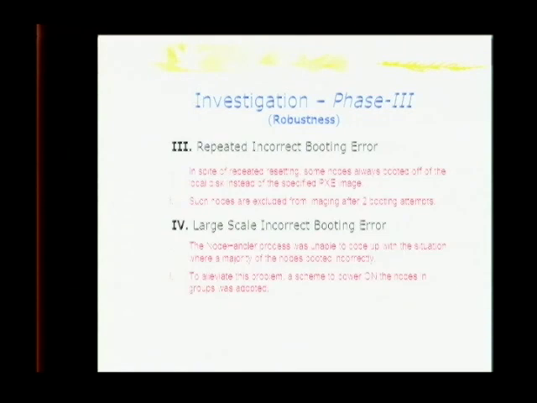Similarly, incorrect booting. Some of the nodes for the big grid were found to repeatedly boot off the local disk instead of the PXE image. So these nodes were excluded after 2 booting attempts.